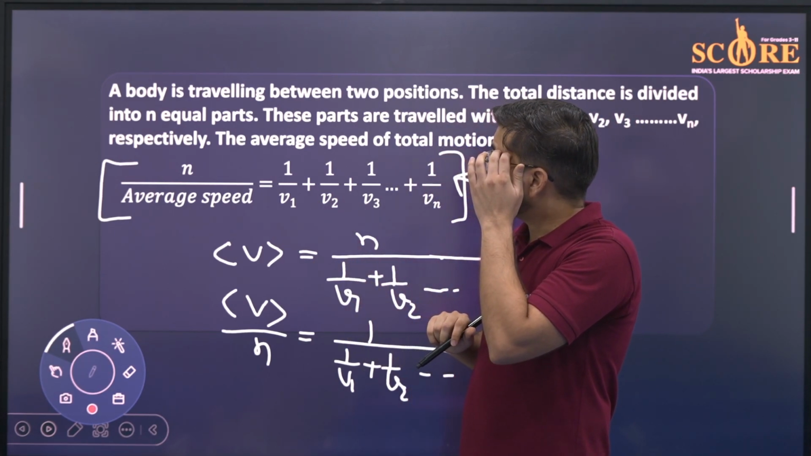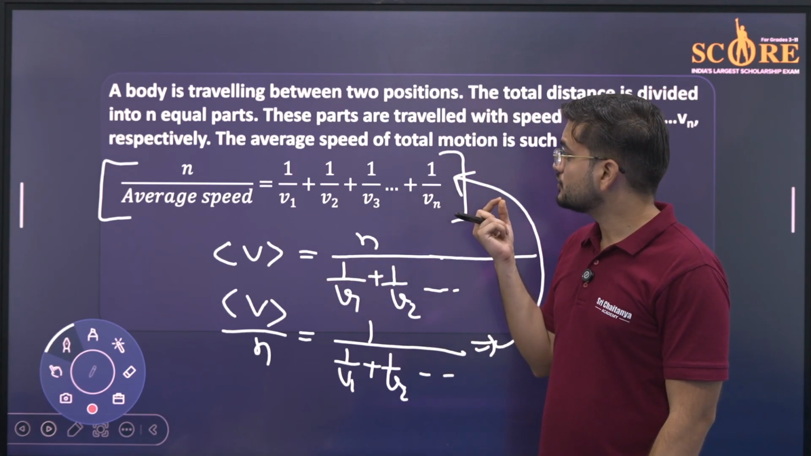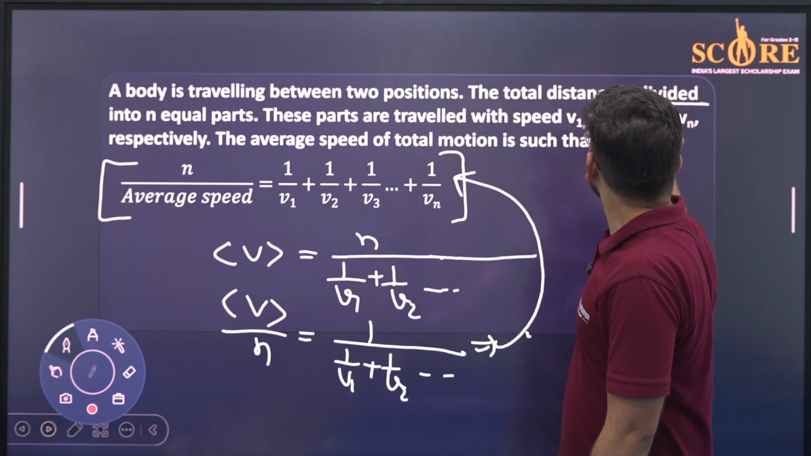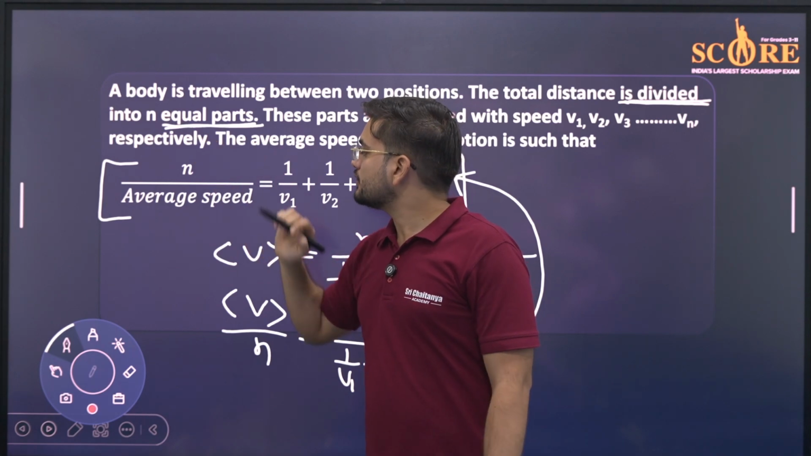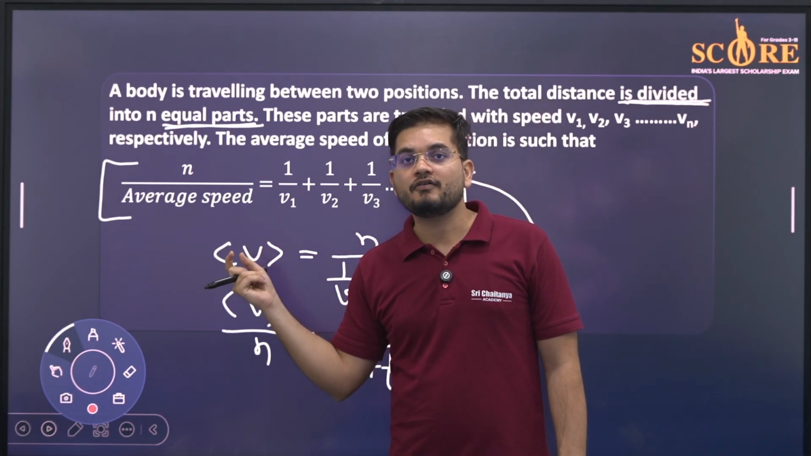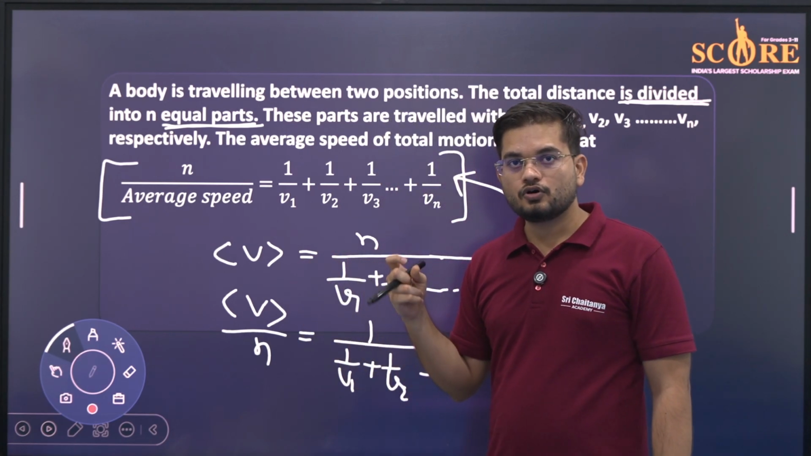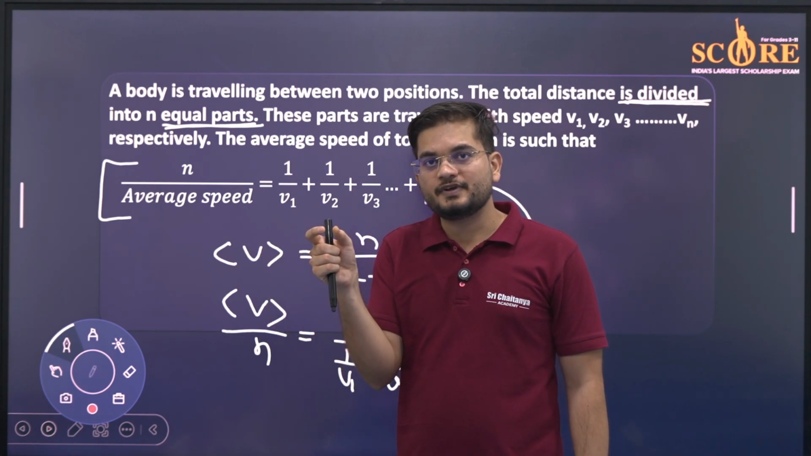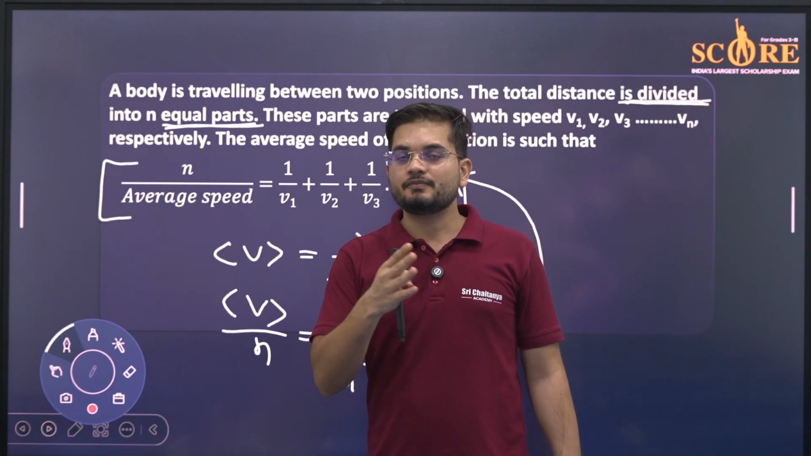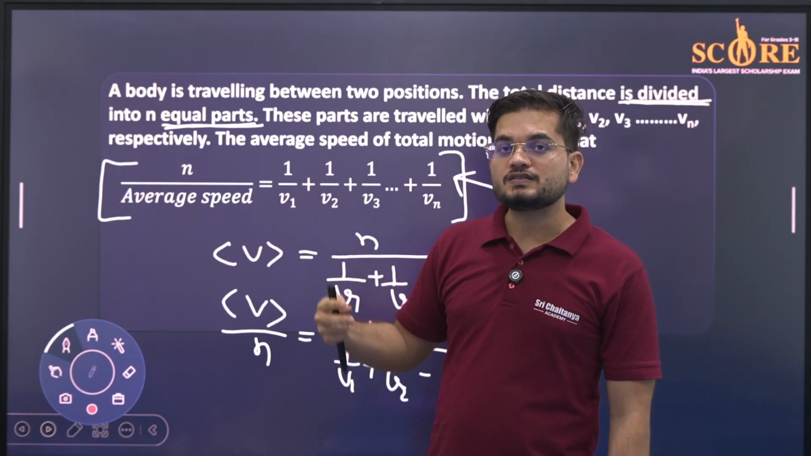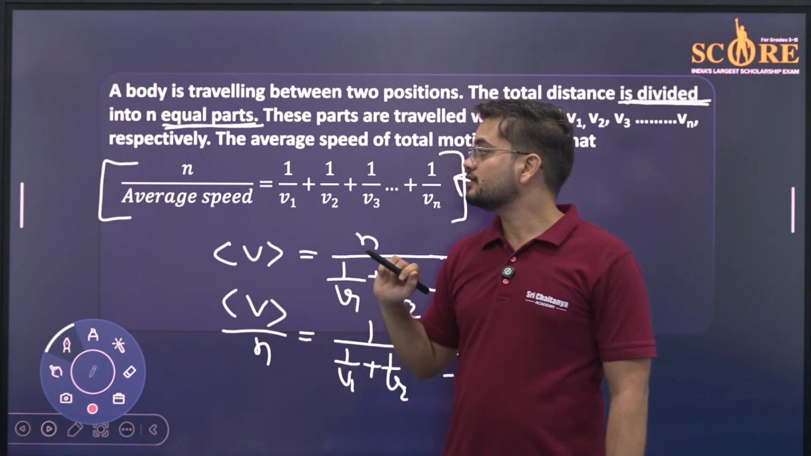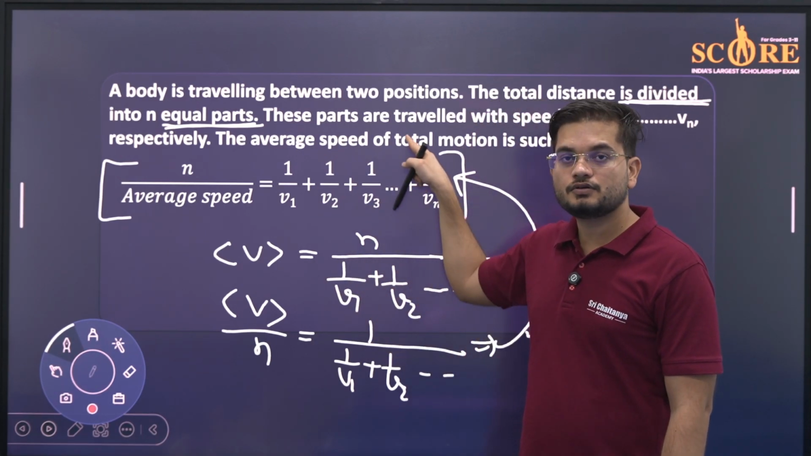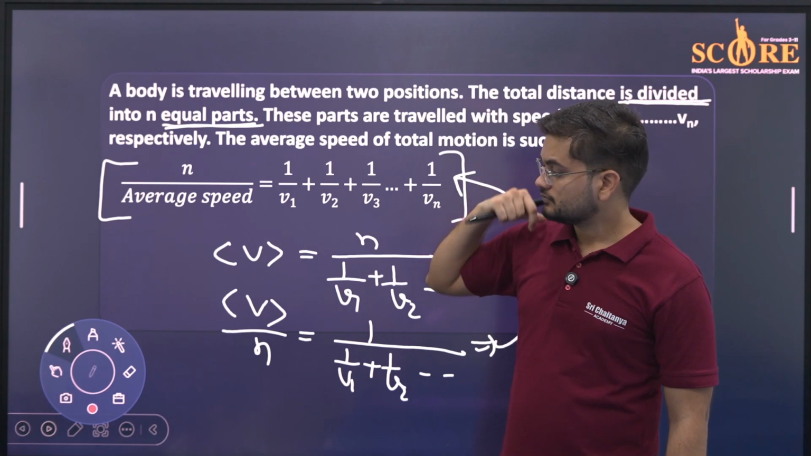And the important part which you should remember is that the distance is equal. N equal parts, each segment of the same distance. You got my point? If the same distance is traveled with speed v1, the next same distance with v2, the next same distance with v3, then the average speed can be derived using this equation: n by v average equal to 1 by v1, 1 by v2, 1 by v3. Clear? You got my point?